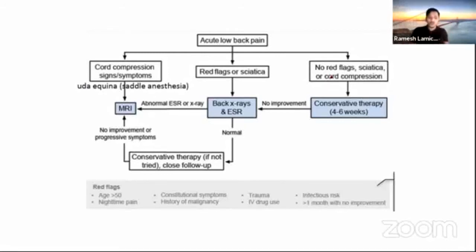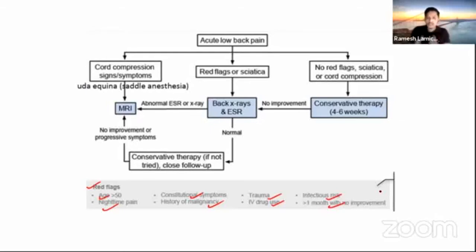So what are the red flag signs? Red flag signs are age more than 50, nighttime pain, constitutional symptoms, history of malignancy, trauma, IV drug abuse, infectious risk, more than 1 month with no improvement. So this all indicates a notorious pathology. First, we have to exclude this.